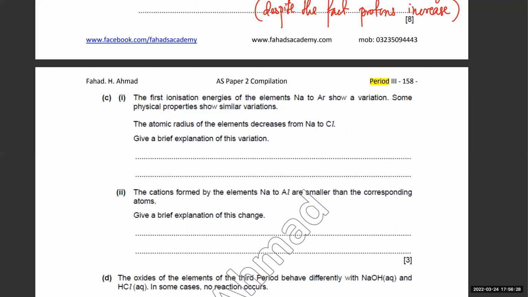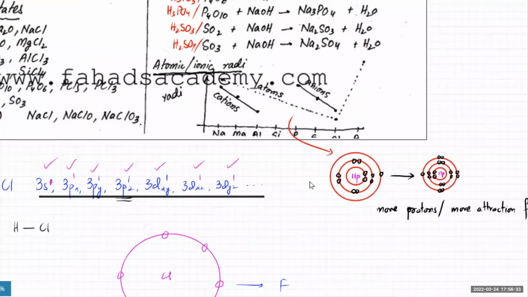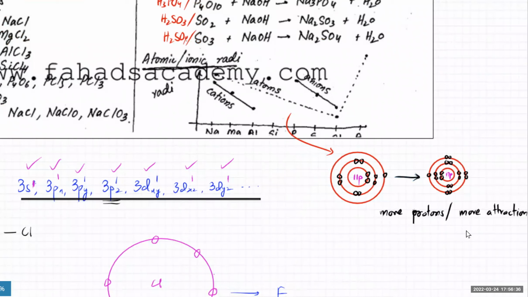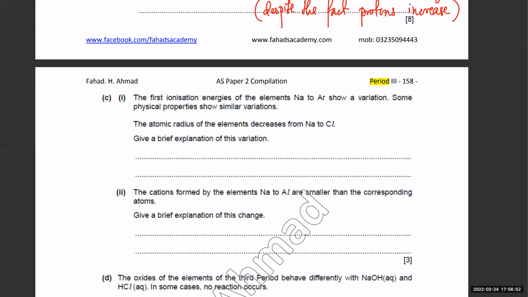So why is the atomic radius decreasing? Sorry, decreasing actually, Na to Cl. So, that's the answer. Sodium just has 11 protons. But when you reach Cl over here, why is it decreasing? Because Cl has 17 protons. So there's more attraction. You've got more protons, so more attraction, and obviously they have the same number of shells.